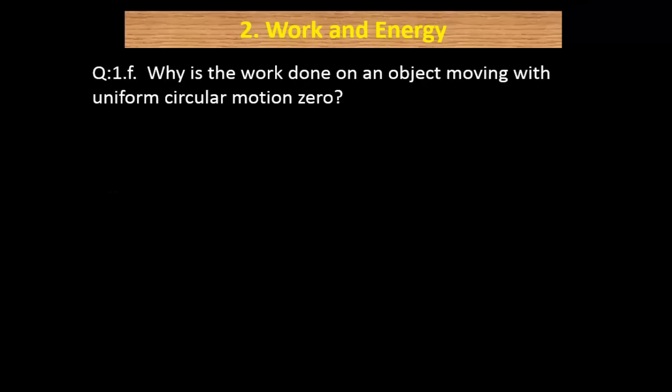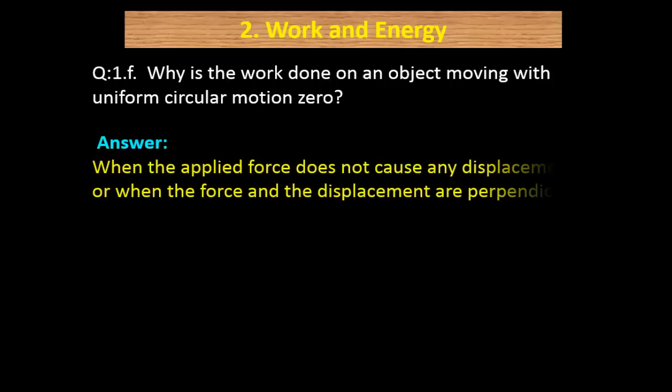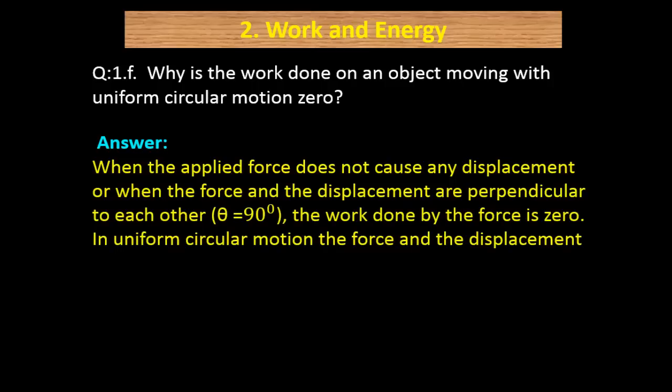F. Why is the work done on an object moving with uniform circular motion 0? Answer. When the applied force does not cause any displacement or when the force and the displacement are perpendicular to each other, theta is equal to 90 degrees, the work done by the force is 0.